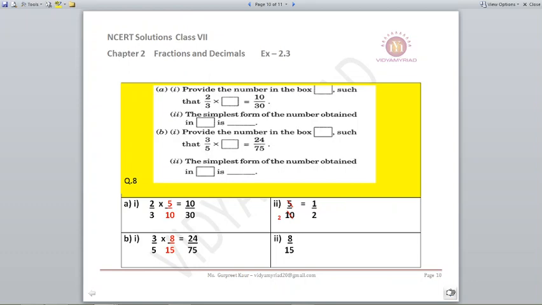B part. 3/5 multiplied by dash is equal to 24/75. So 3 will be multiplied by 8 to get 24. 5 will be multiplied by 15 to get 75. So my required fraction is 8/15. But can I convert this or reduce it to its lowest term? No, nothing is divisible. So my final answer will remain as 8/15.